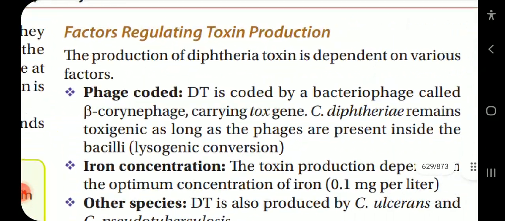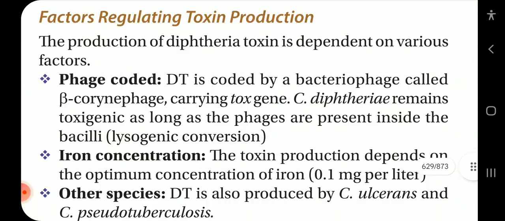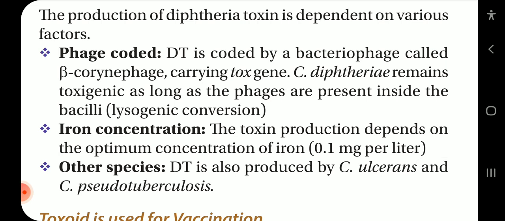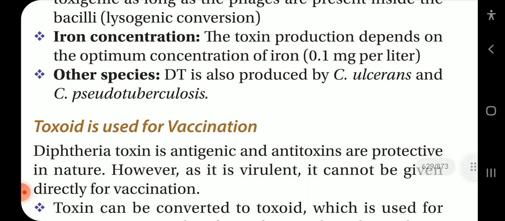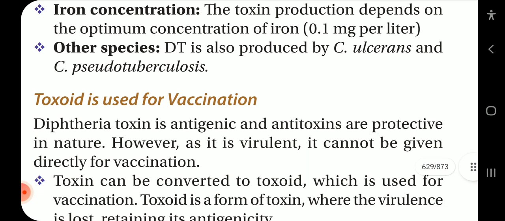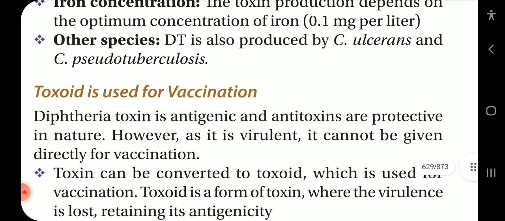Now, factors regulating the toxin production. The production of diphtheria toxin is dependent on various factors. Phage coded: DT is coded by bacteriophages called beta corynephage carrying the tox gene. Corynebacterium diphtheriae remains toxigenic as long as the phages are present inside the bacilli, lysogenic conversion. Iron concentration: the toxin production depends upon the optimum concentration of iron, 0.1 mg per liter. Other species: DT is also produced by Corynebacterium ulcerans and Corynebacterium pseudotuberculosis.